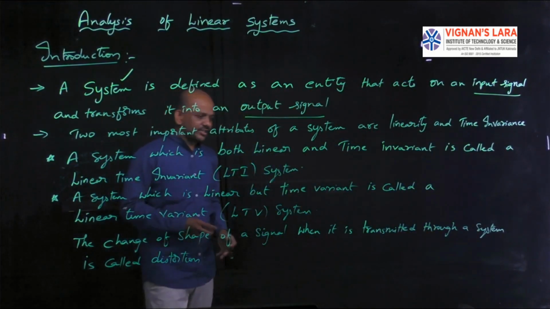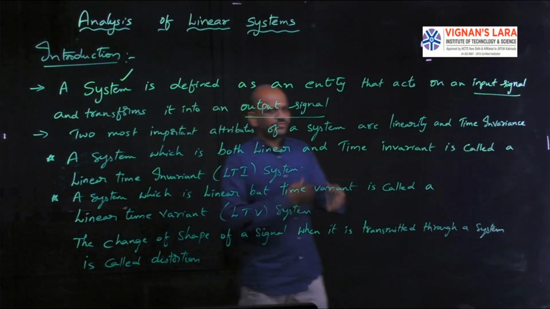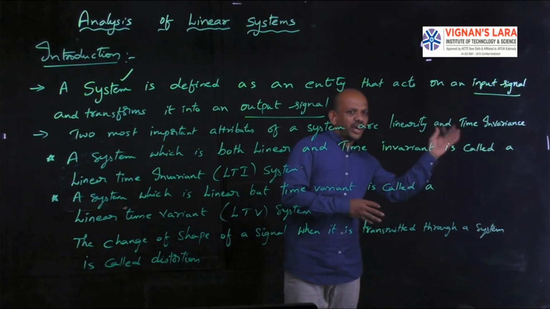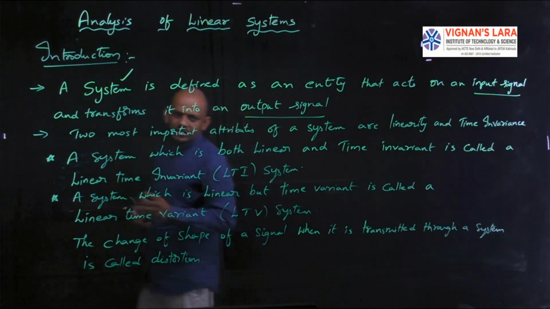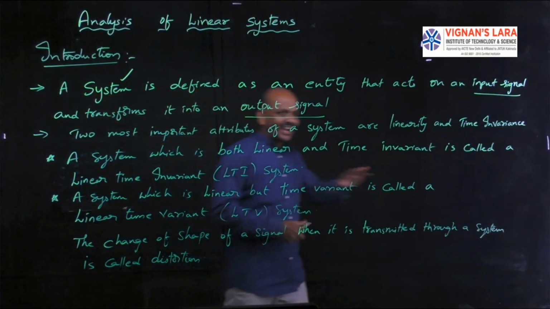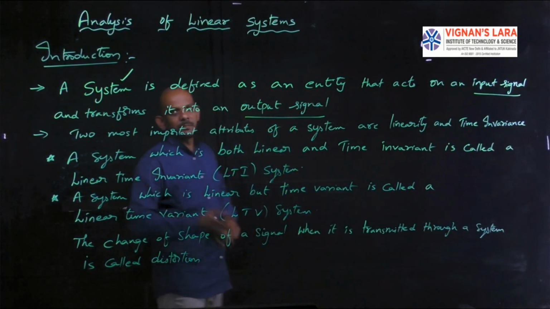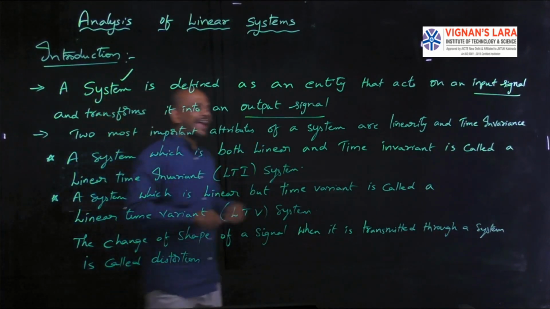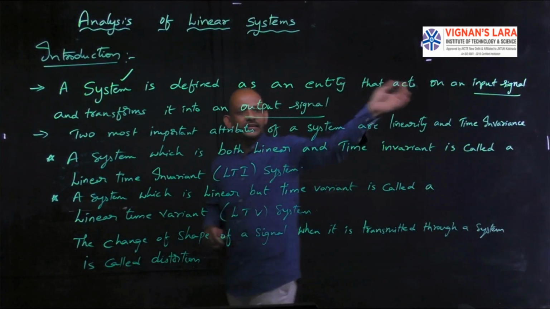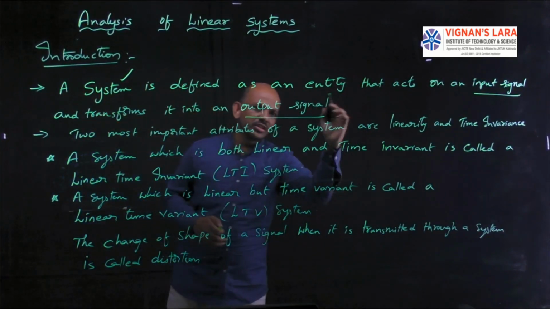That means the system will take a signal as input, it goes for some processing, and it produces another signal as output. The total combination is nothing but a system. So simply, a system is defined as an entity that acts on an input signal and transforms it into an output signal.